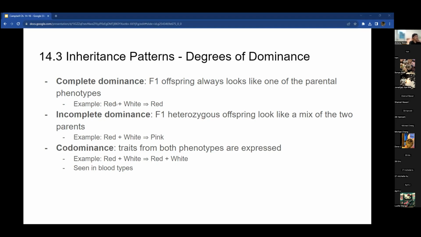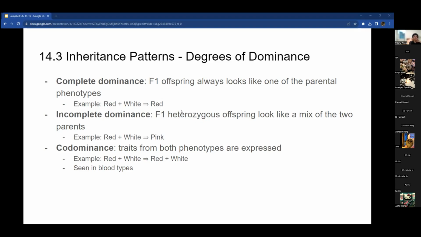This is where, let's take flowers as an example, if you have an allele for red flower color that's dominant to an allele for white flower color, and you have a heterozygous individual, meaning they'll have one red allele and one white allele, that will lead to a red or dominant phenotype. In this case, the dominant allele completely masks the recessive allele, which is why it's called complete dominance.